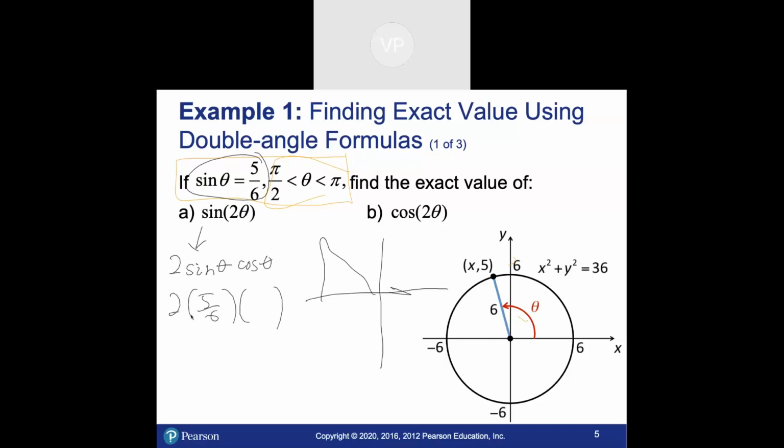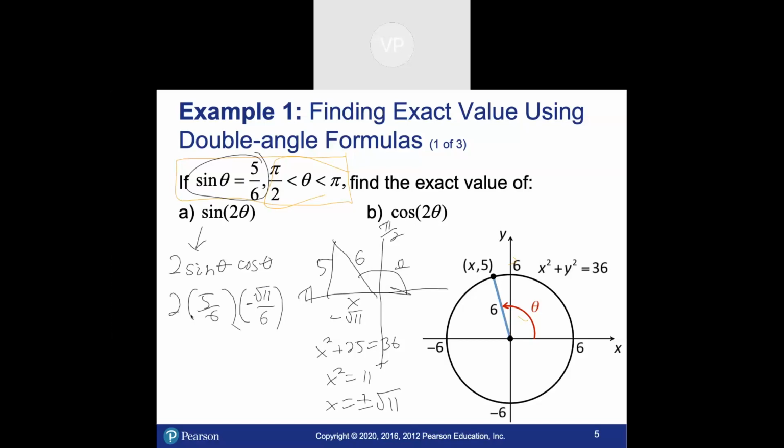I'm going to make my triangle. So they tell us that your theta has to be between pi over 2 and pi. So it's in here somewhere. I know it's 5/6, so that's a 5, that's a 6, and I have to do my Pythagorean theorem. X squared plus 25 equals 36. X squared equals 11, so I need plus or minus root 11. And look at where you're located. This is going to the left. It's second quadrant. Your cosine must be negative. It's negative root 11 over 6.